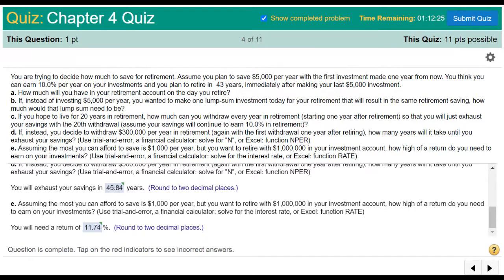So in this one, we're solving for the interest rate. We know that in this situation, N equals 43. We leave the interest rate alone. Payment is negative 1,000. Present value is 0. What I expect to have in the future is $1 million. And then I compute for IY, and I'm going to come up with 11.74. Not inside the box. 11.74, and that's your answer.